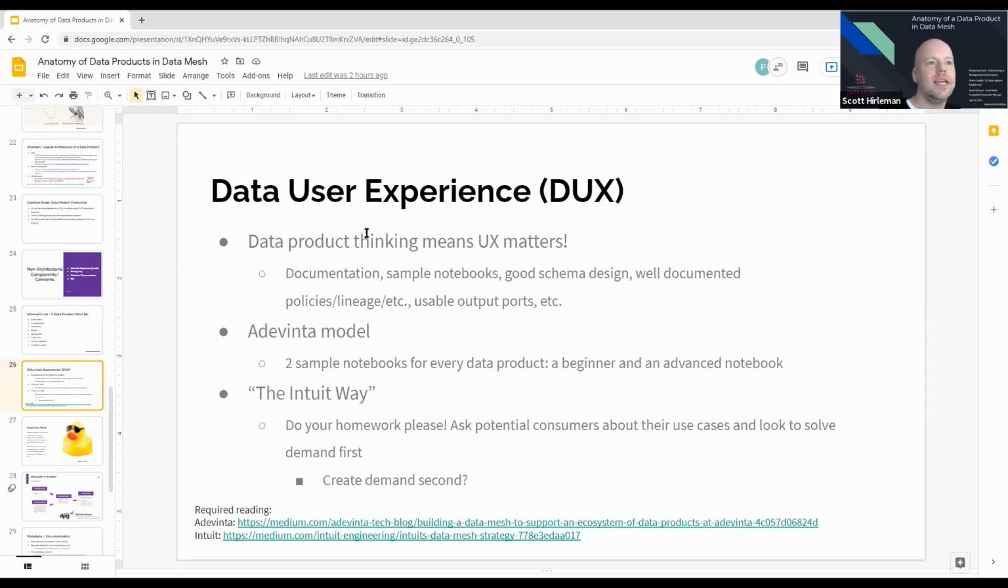In data product thinking, UX matters, right? If you just have data products, you might not think about who is consuming it, because a lot of times what people think of as a data product, not inside the data mesh but in general, is specifically to back another product. And so there isn't a user experience, but people are consuming your data, so there is a UX, right? There's documentation. You can have sample notebooks. You think about your schema design. You have well-documented policies, lineage, SLAs, and usable output ports.